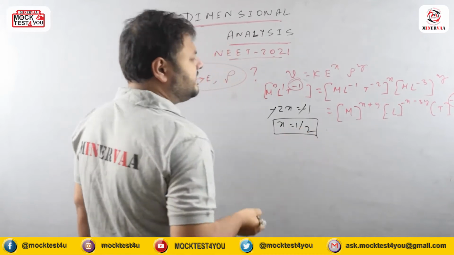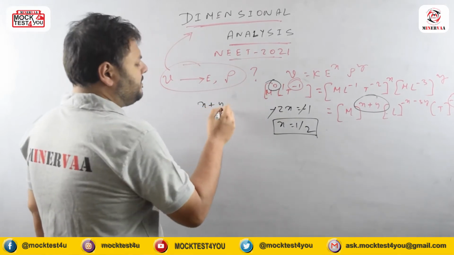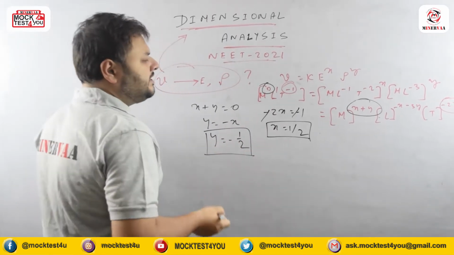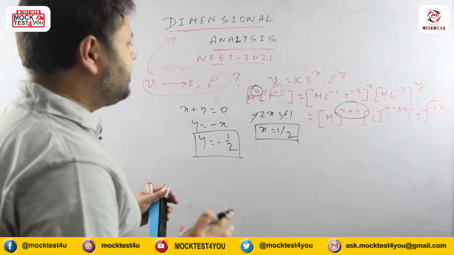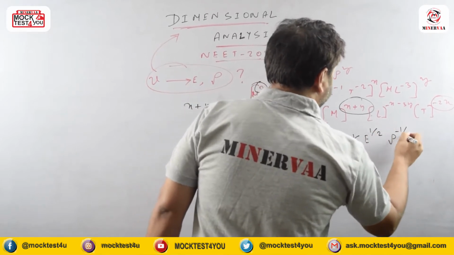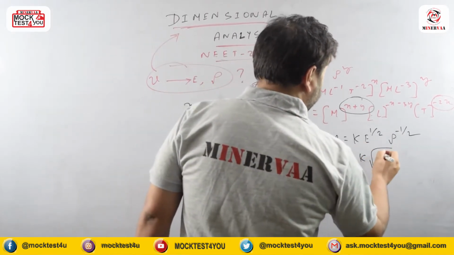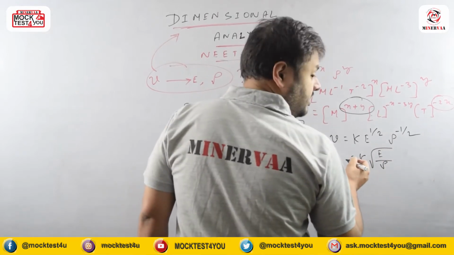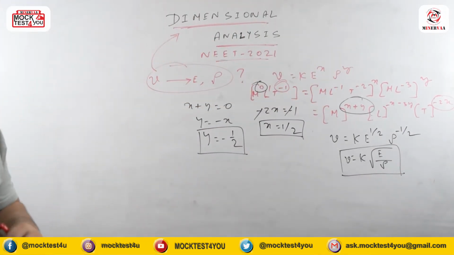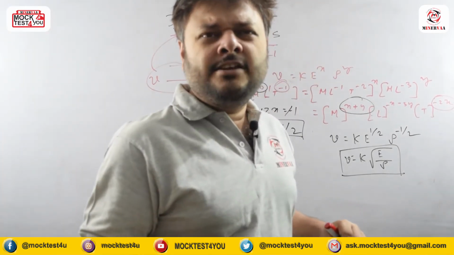So this is the first thing we got from here. Again, if I compare x plus y with the power of M, x plus y becomes 0, so y becomes minus x, so y becomes minus half. So this is ultimately the relation between x and y with this v. Finally, what we got is k E to the power half, rho to the power minus half. We know that to the power half means root over, and to the power minus half means 1 by root over. So finally it is k root over E by rho. This is going to be a very, very important relation, that is v equals k root over E by rho. This is a very important relation we have proved.